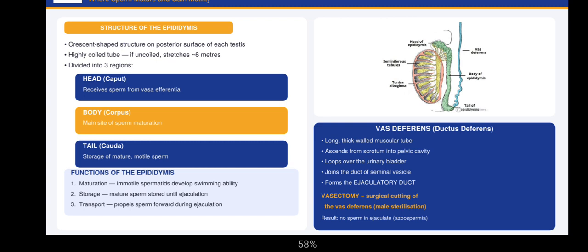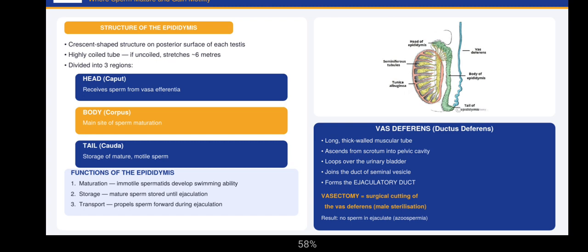All right, so what's the function of the epididymis? Number one, maturation. The word immotile means cannot move, it does not have the ability to move. So immotile sperm develop swimming ability. When sperm are produced, they can't swim yet, so they are taken to the epididymis, and it is there that they mature. It's just like when a child is born, the child cannot walk. But after some time, as development occurs, the child starts having the strength and ability to walk. The same thing happens for the sperm. When they are first made, they can't swim, but after some time in the epididymis, they have the strength and ability to swim.